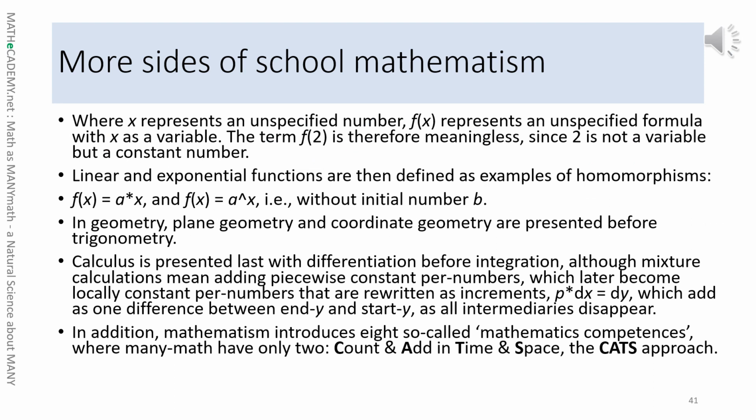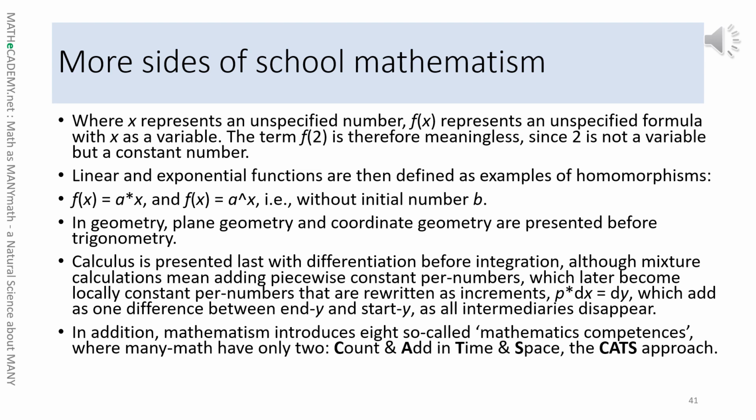Where x represents an unspecified number, f of x represents an unspecified formula, with x as a variable number. The term f of 2 is therefore meaningless, since 2 is not a variable but a constant number. Linear and exponential functions are then defined as examples of homomorphisms. F of x is a times x, and f of x is a to the power x, without an initial number, b.